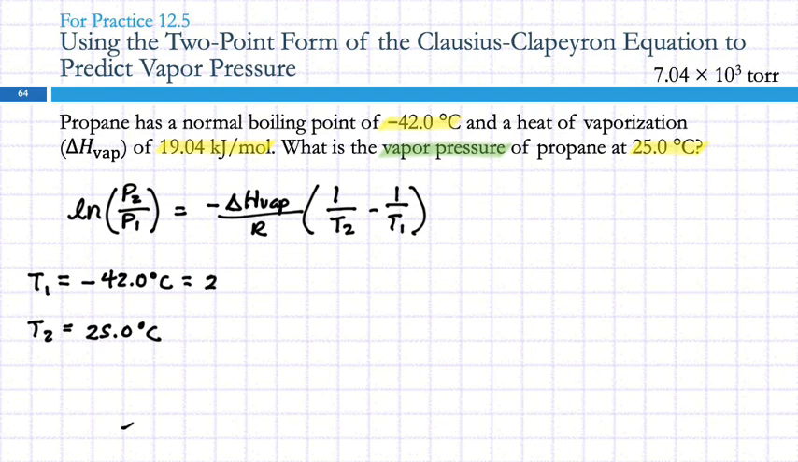So if we change these into Kelvin, this would be 231.15 Kelvin, and this would be 298.15 Kelvin.